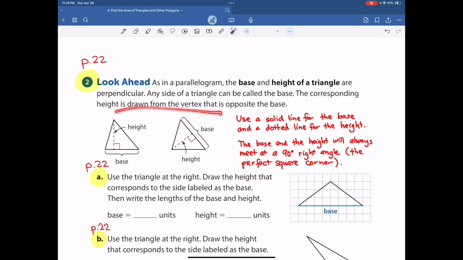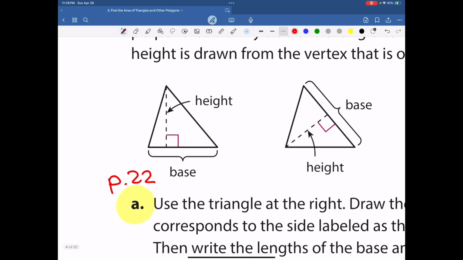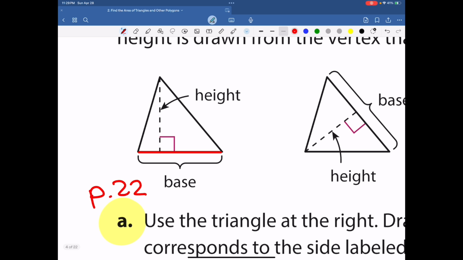So let's go ahead and take a look at these two examples here. For the first one, let's use a solid line for the base. Go ahead and trace. And for the height, we're going to start at the top of this triangle and drop straight down like you're dropping a rock. And remember that the base and the height will always meet at a perfect square corner. They're perpendicular to each other. So go ahead and draw that perfect square corner right over here.